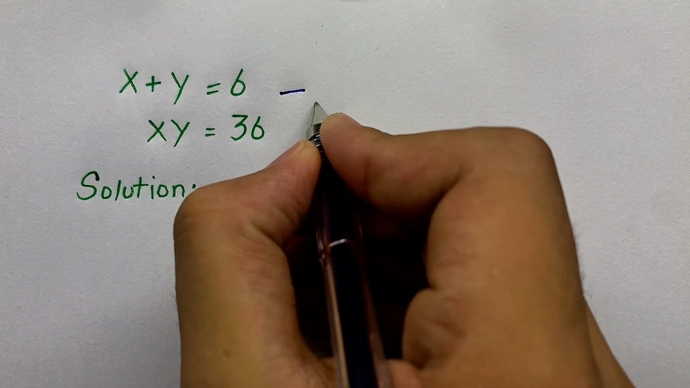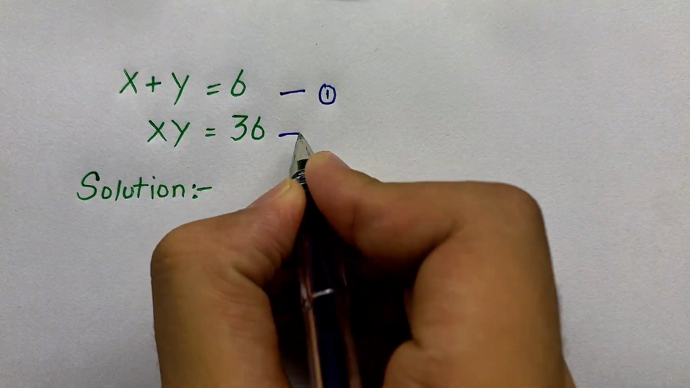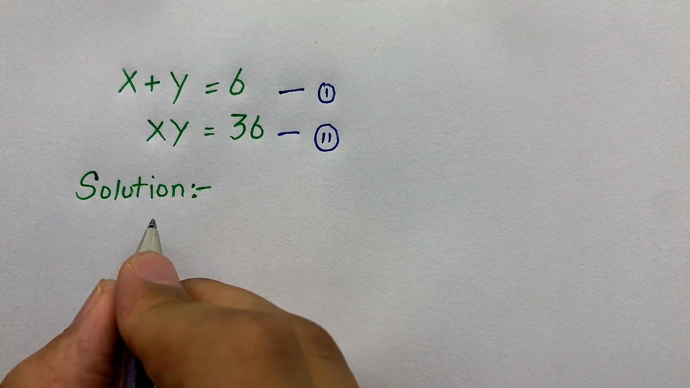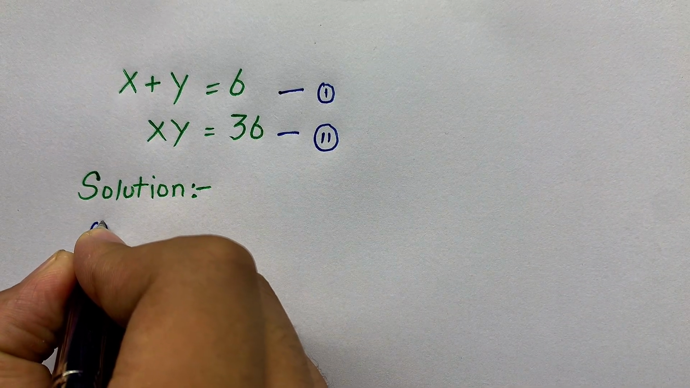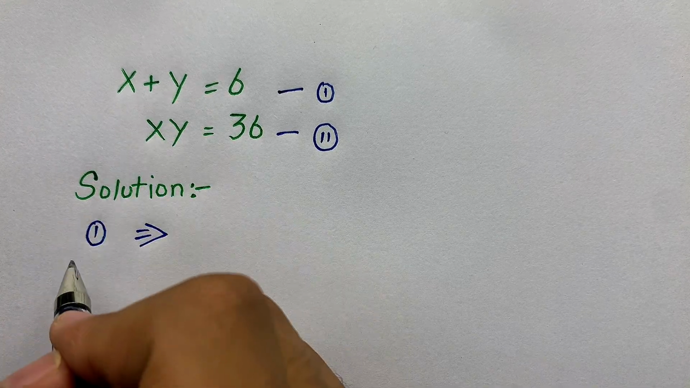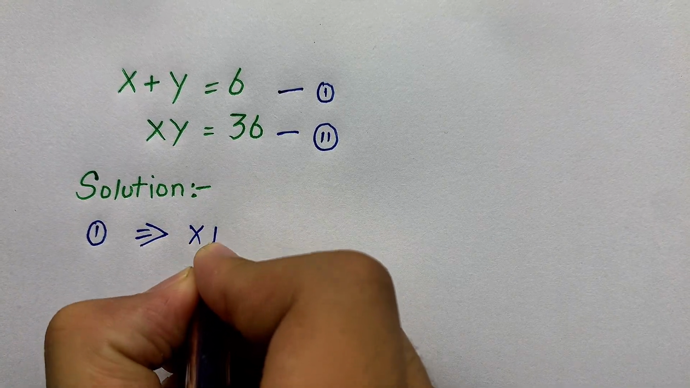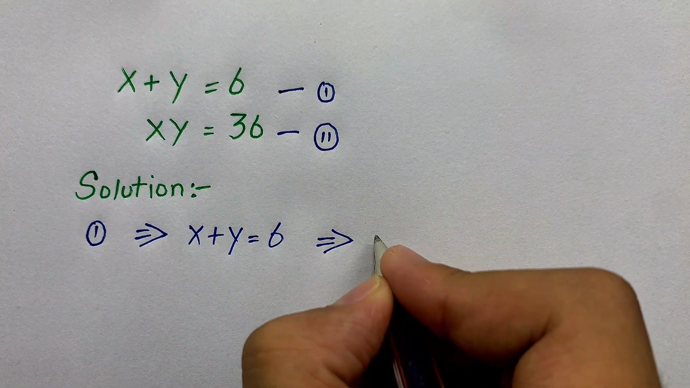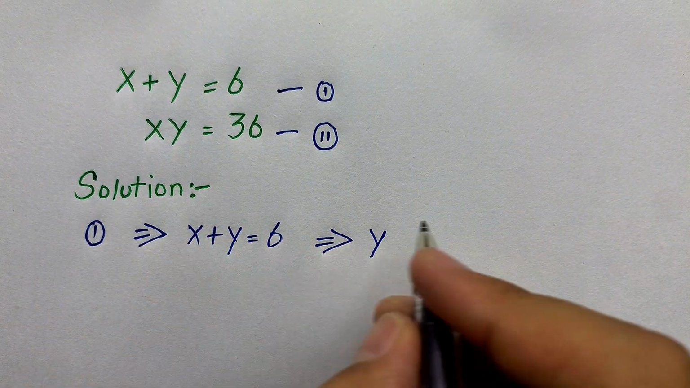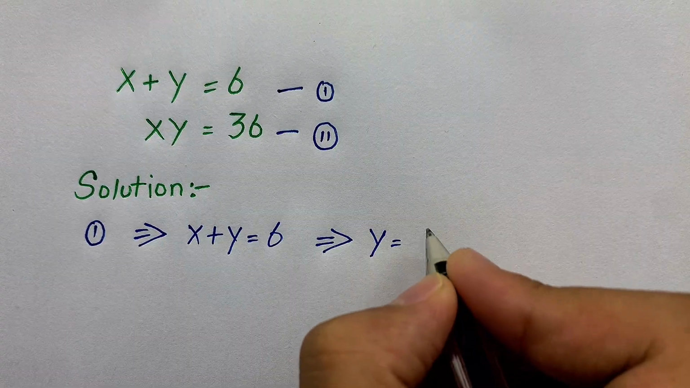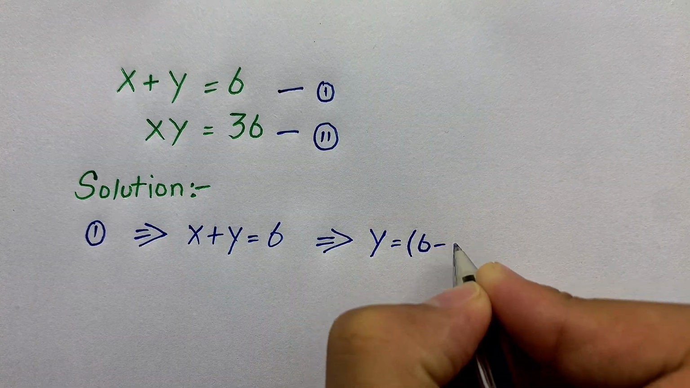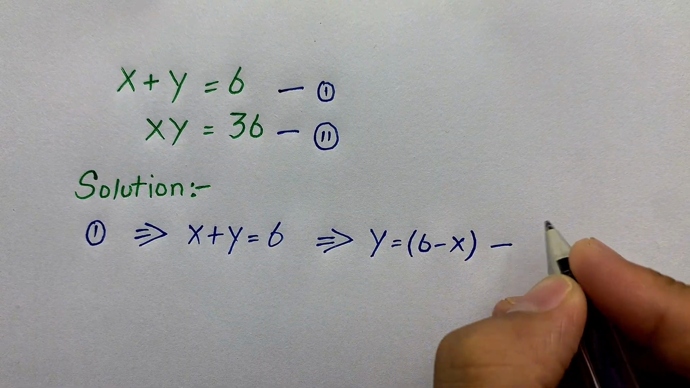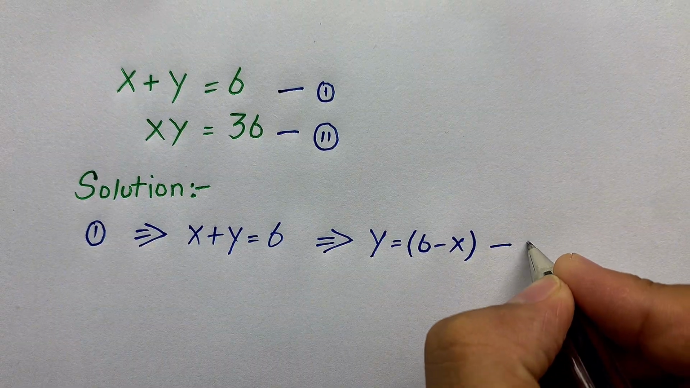First we take this as equation number 1, and this as equation number 2. First we are solving equation 1, x plus y is equal to 6. Moving x to the other side, y is equal to 6 minus x. This is equation number 3.